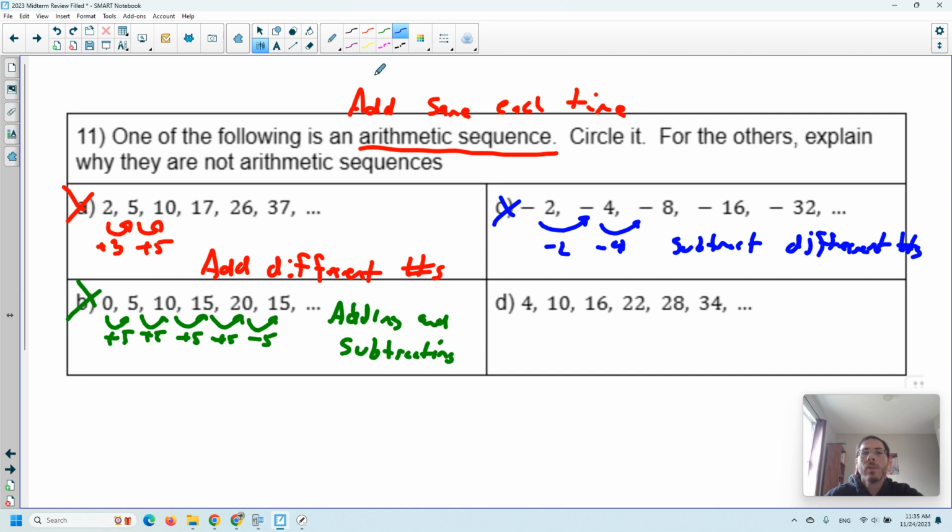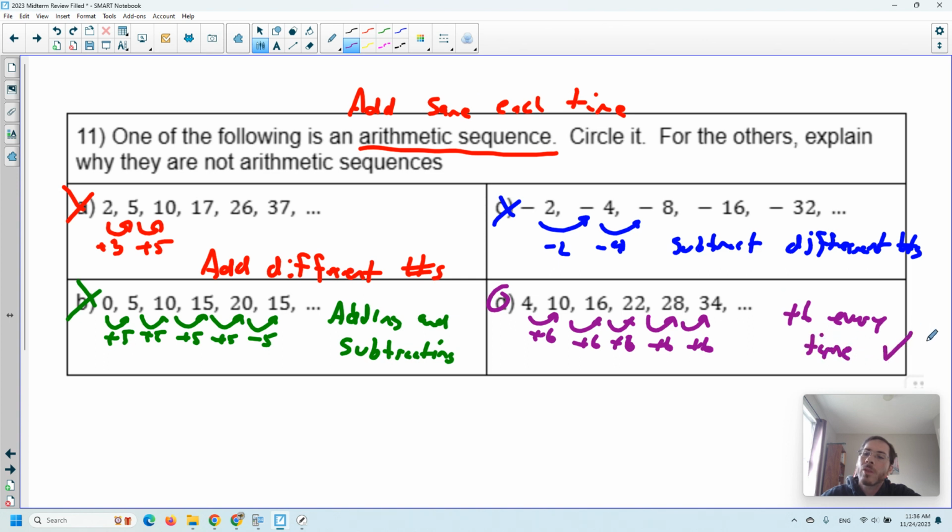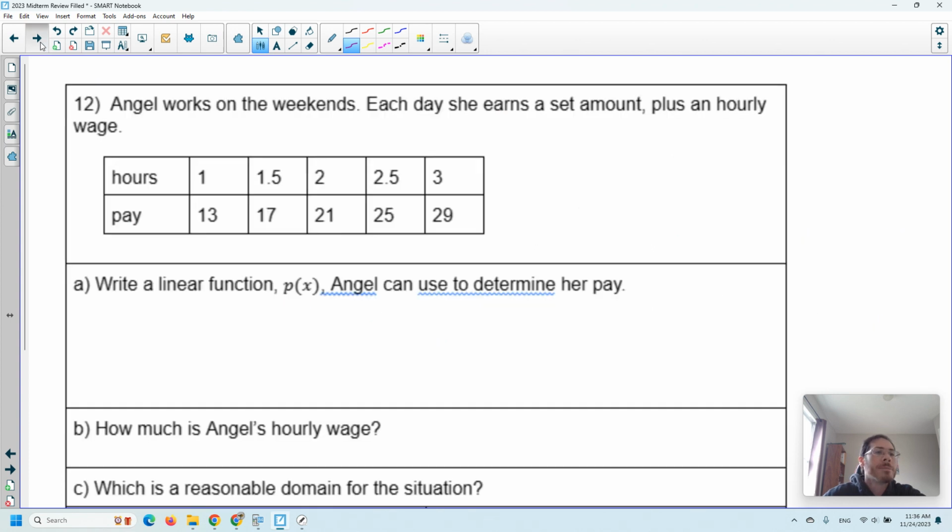So it can't be that one. So D is the only one that's left. If we don't want to double check, add 6, add 6, add 6, add 6, and add 6. So we're always adding 6. So since this one is plus 6 every time, that's why it is an arithmetic sequence. So that one's the good one because we're just adding the same number every single time.